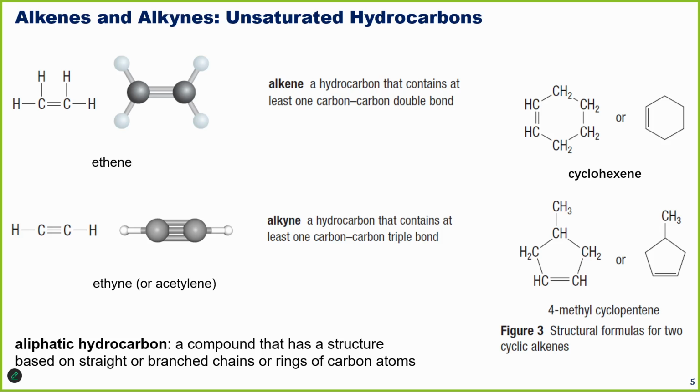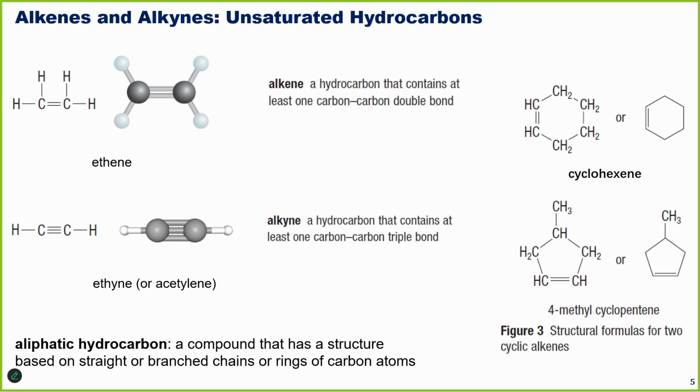So, a hydrocarbon that contains at least 1 carbon-carbon double bond is called an alkene. So note that the suffix we use here is ene. Alkenes with 1 double bond have the general formula CnH2n. The simplest alkene is ethene, C2H4, which is shown here in the figure on the top left.